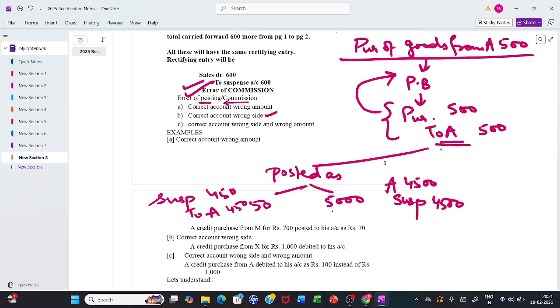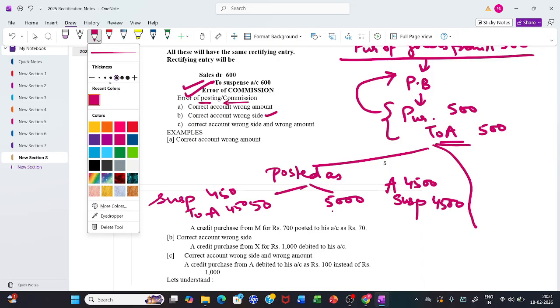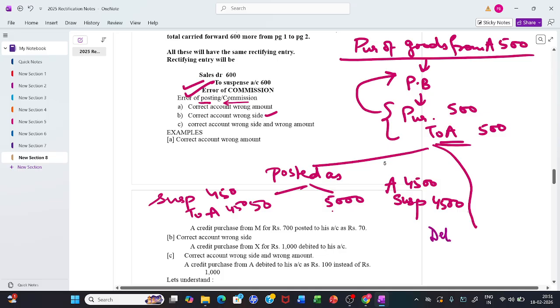Account is correct, but I go wrong with the amount. Let's understand how it could be wrong amount. I'll show this with a different color. Now, sorry, amount was wrong. Now side is wrong. A should be credited. By mistake, if we debited A with 500, so we need to credit A to cancel this effect and put this amount because it should be there.